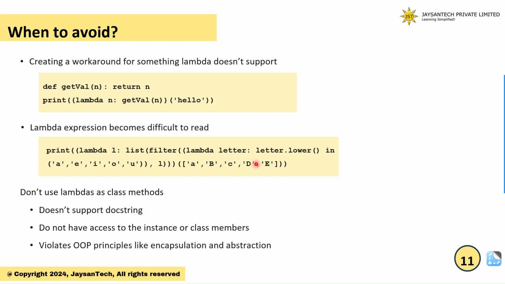And again, it will violate OOP principles like encapsulation and abstraction, because when you're using a variable inside a lambda function, anybody can see it. If you're able to access any data inside a class, then that defeats the very purpose of a class, right? So it's better to avoid lambdas, because lambdas are very vulnerable, and you can easily deduce the type of data or the data that is being used in lambdas. So it's better to avoid lambdas as class methods.